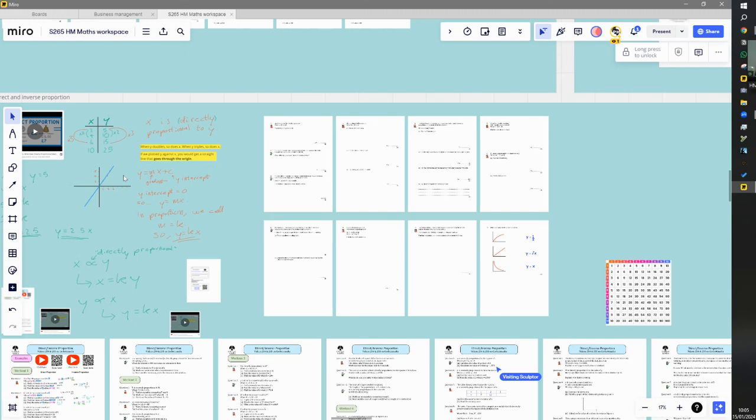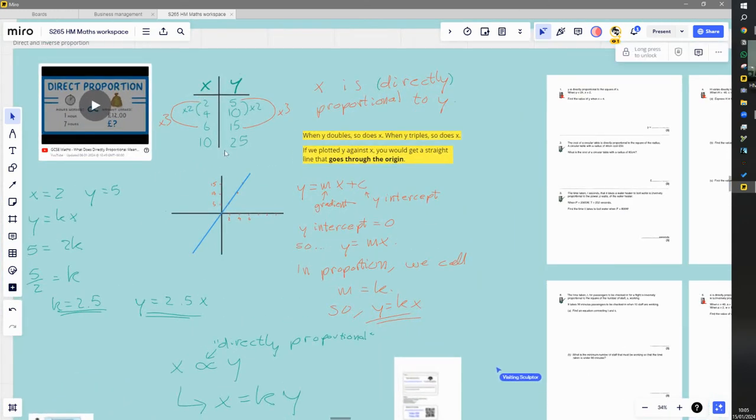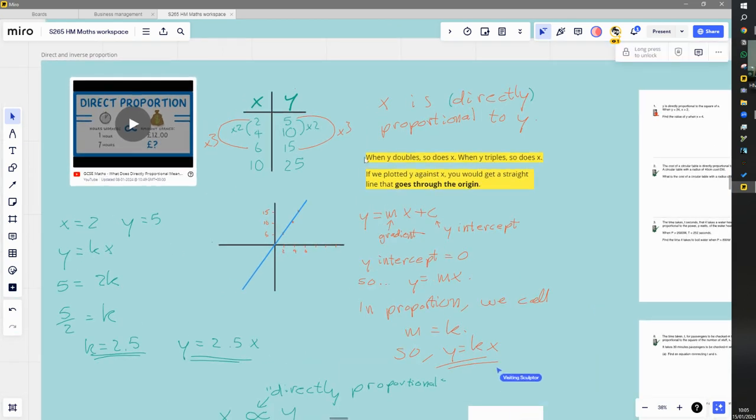Okay, so we looked at direct proportion, which is the first thing to look at whenever you're looking at proportionality. So just to remind ourselves, if x is proportional to y, or directly proportional to y, it basically means the same thing. Then when y doubles, so does x. When y triples, so does x. Or when y halves, so does x. And the other way around, when x doubles, y doubles, and so on and so forth.